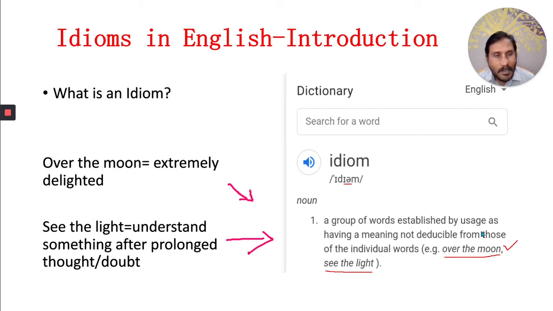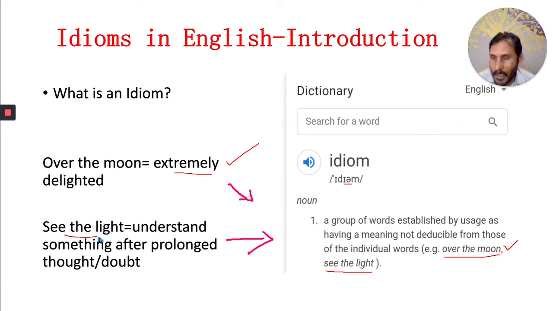The origin of this particular idiom may be somewhere in history, but people forget the story or anecdote behind it. And these idioms or expressions come to exist in the language, and we use them in our day-to-day life, right? What is the meaning of this? Over the moon means extremely delighted. Suppose you passed all your semester exams with A plus grade, you will be over the moon. You will be extremely delighted.